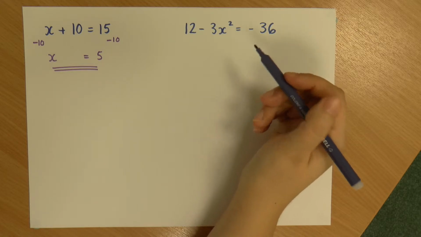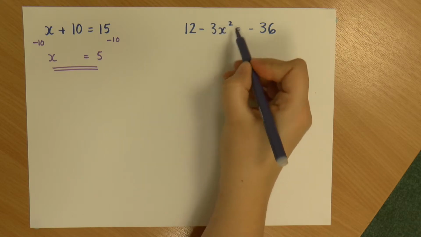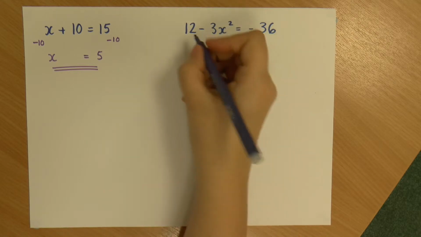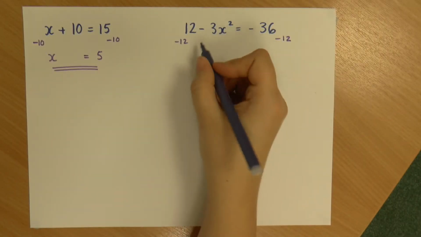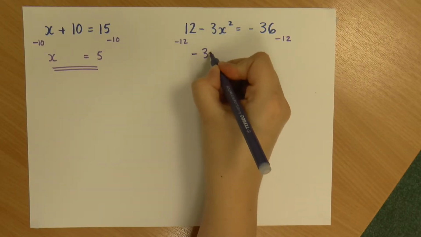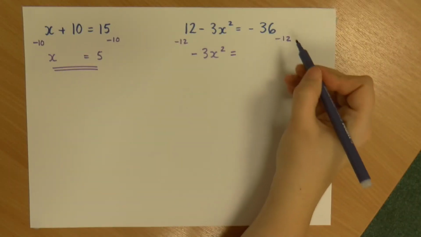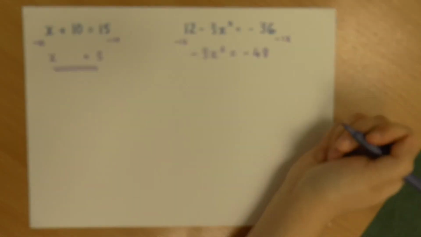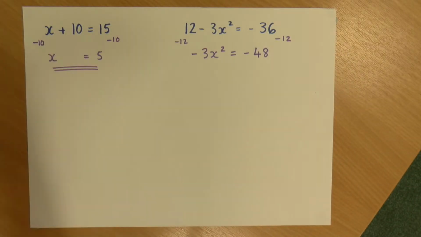So the first thing I'm going to do is get rid of this 12. I don't like it. I want to have x on its own, and the first thing is getting rid of everything not in that x term. So I'm going to take away 12 from both sides. So take away that 12, it leaves me with minus 3x squared on the left, and on the right it's minus 36, take away 12, which is minus 48.